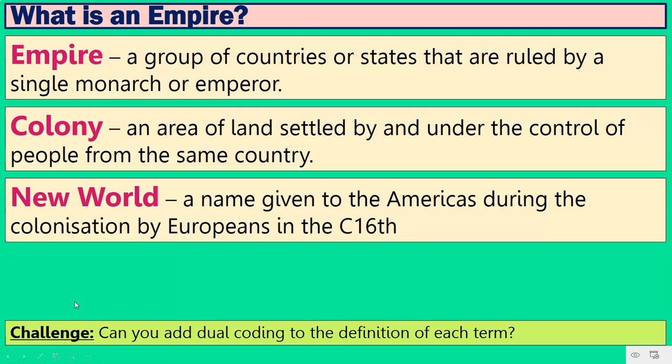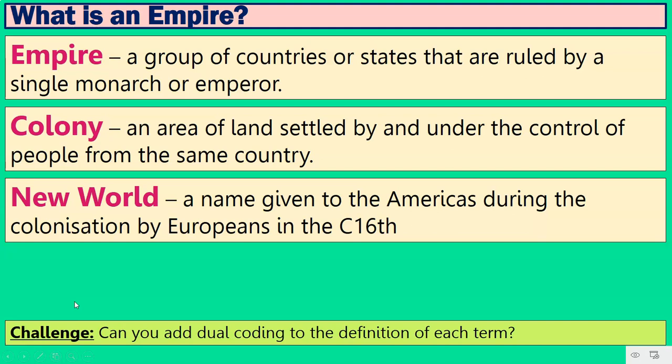So I've got here some key word definitions that should help you to build on your understanding of what an empire is. So what I'd like you to do, please, is to copy these down into your books. So you have the word empire. An empire is a group of countries or states that are ruled by a single monarch or emperor. So they're ruled by one person.